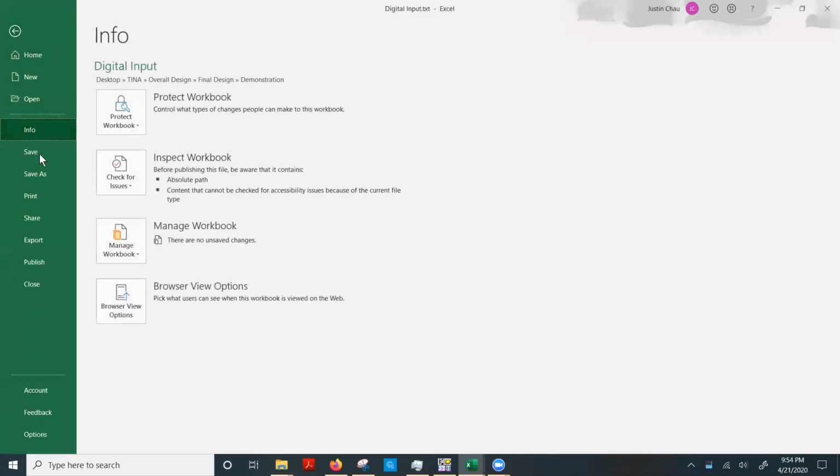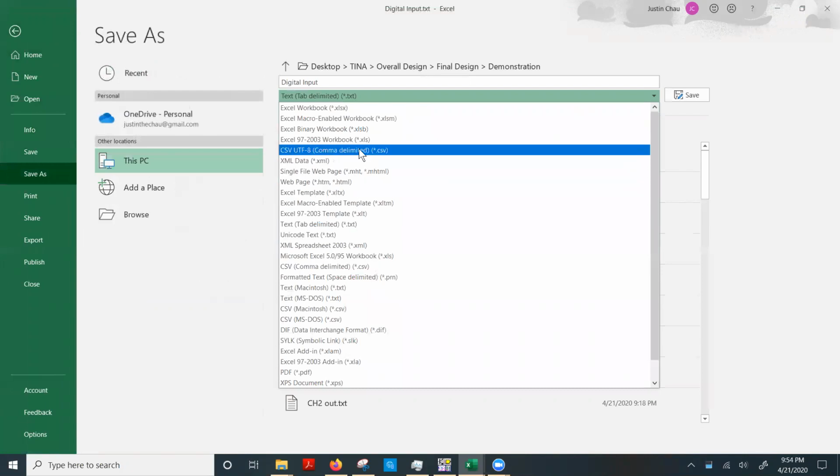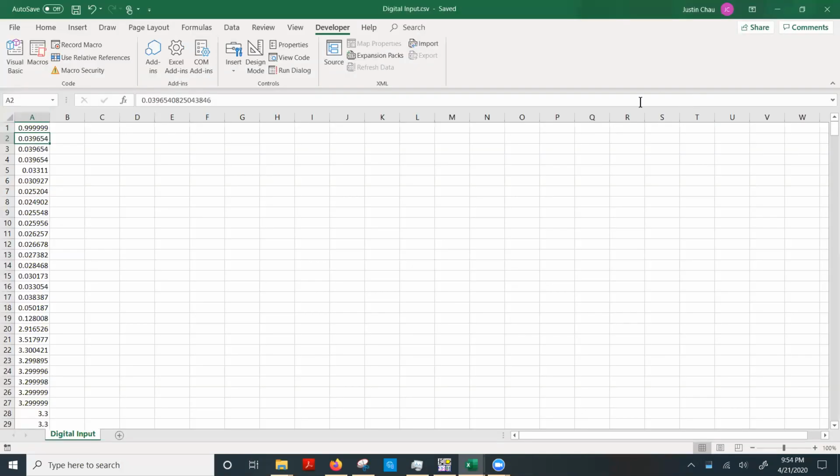So with this, I can save this as a CSV. Say this is going to be the digital input CSV. And I can save that. And now the microcontroller can read the CSV, and given this maximum time, can calculate the number of ones and zeros from this file.